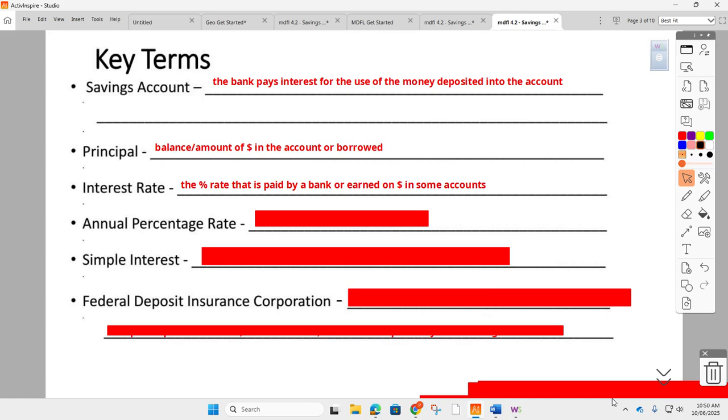Annual percentage rate is the interest rate that's paid or charged per year. Remember, annual means once a year. Annually, we learned about how often people get paid. If you get paid annually, it's once a year.